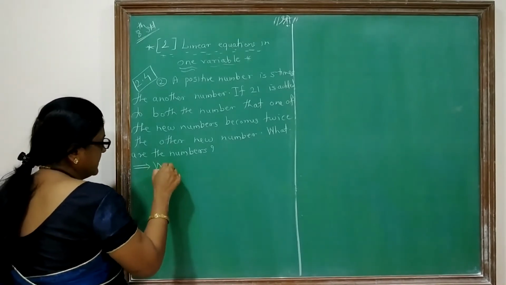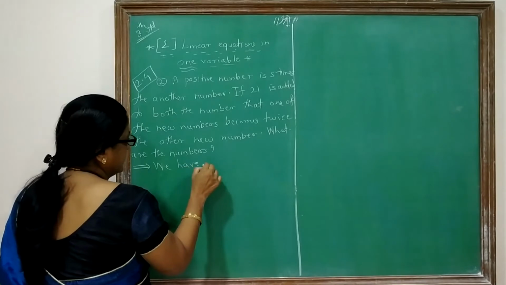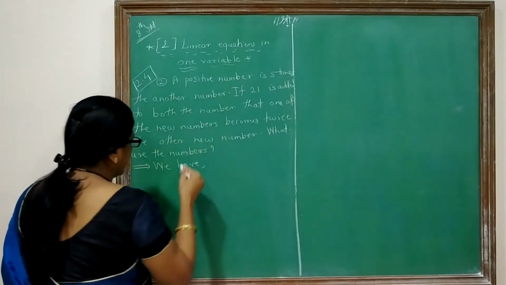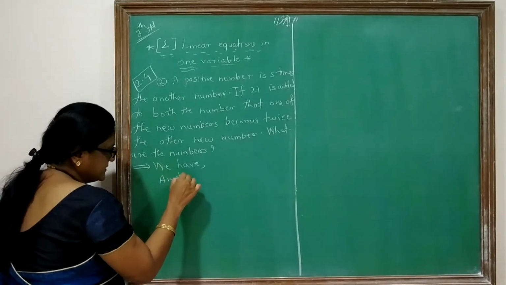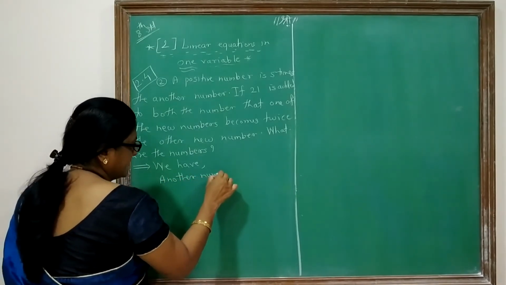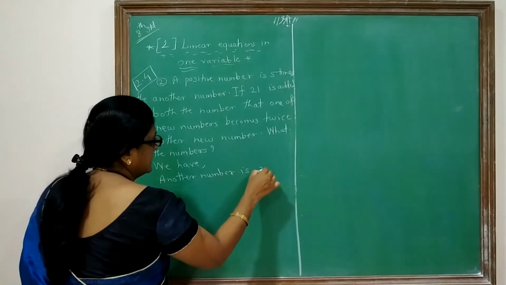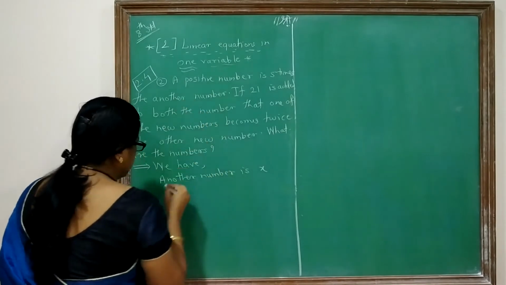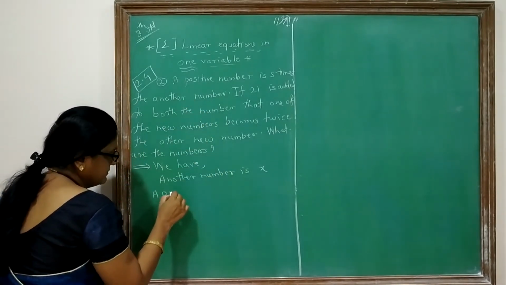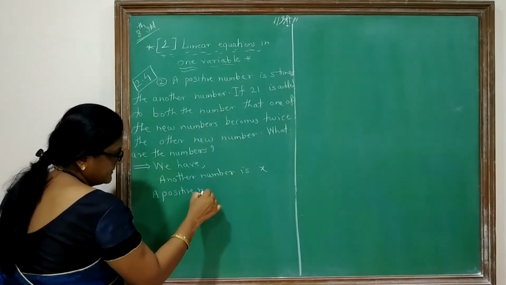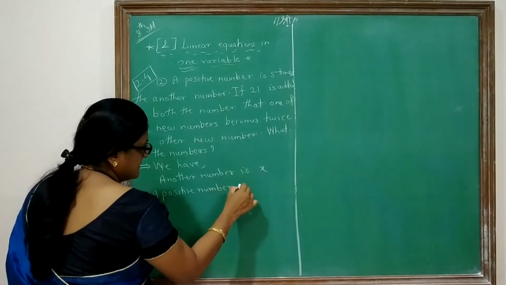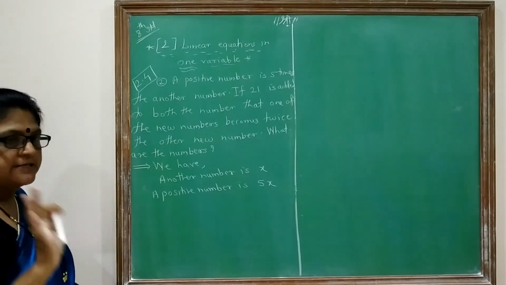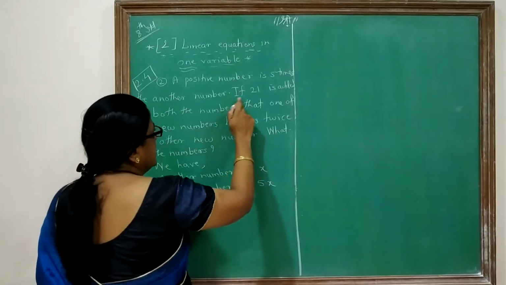First you will write step by step. Here, a positive number is 5 times the another number. Then another number is x. A positive number is 5x. Here your first sentence is completed. Then your second sentence.